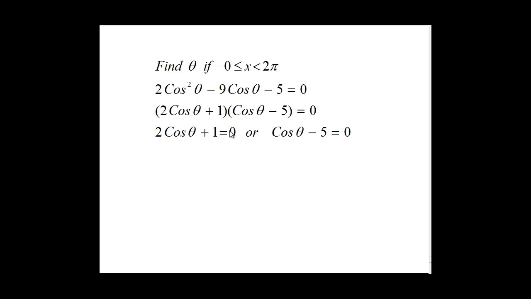So you get 2 cosine plus 1 is equal to 0. Subtract the 1, divided by 2, and add 5. So cosine is negative 1/2. That happens on the circle. Cosine is 5. That does not happen on the circle. Okay, cosine is negative 1/2 in the 2nd and 3rd quadrant, which is 2 pi over 3 and 4 pi over 3. And cosine is 5, never happens, so that one you just throw away. So theta is 2 pi over 3 and 4 pi over 3.